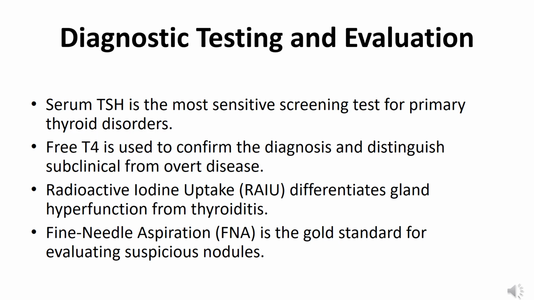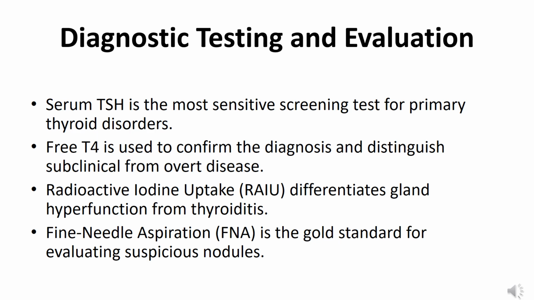In Graves' disease or toxic nodules, the thyroid gland is hyperfunctioning and actively synthesizing hormone, so radioactive iodine uptake becomes elevated. In thyroiditis, however, damaged follicular cells simply leak stored hormones into circulation. Since new hormone synthesis is not increased, radioactive iodine uptake remains low. This distinction is extremely important because treatment strategies differ significantly between these conditions.